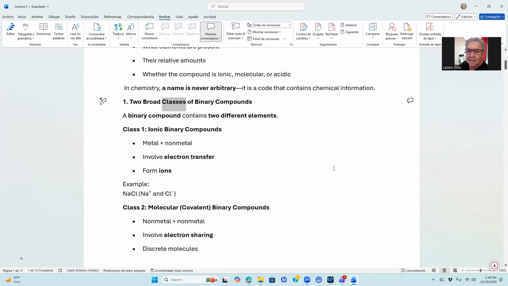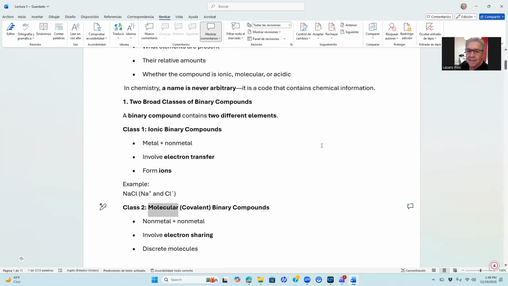1. Two broad classes of binary compounds. A binary compound contains two different elements. Class 1, ionic binary compounds: metal plus nonmetal. They involve electron transfer and form ions. Example, NaCl.